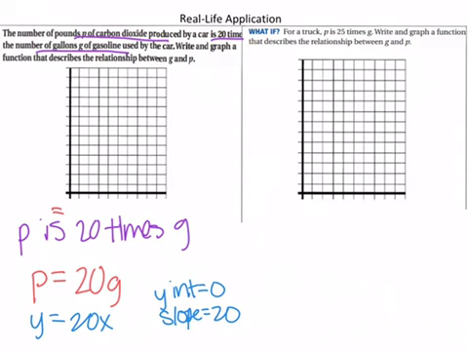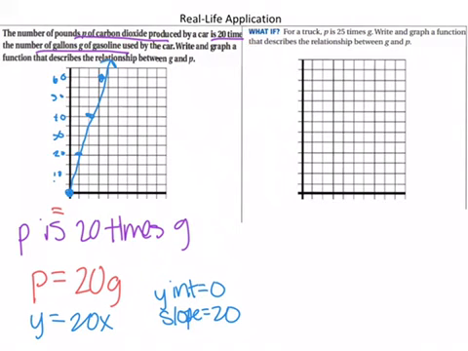So if my y-intercept is 0, I'm going to start at 0. Now I'm going to change the scale of my graph, and I'm going to go up by 5s. So I'm going to write every other just so I can save some room. 10, 20, 30, 40, 50, 60. Okay, so now if my slope is 20, that means I'm going up 20 over 1, up 20 over 1, up 20 over 1, and this is our function shown by a graph.